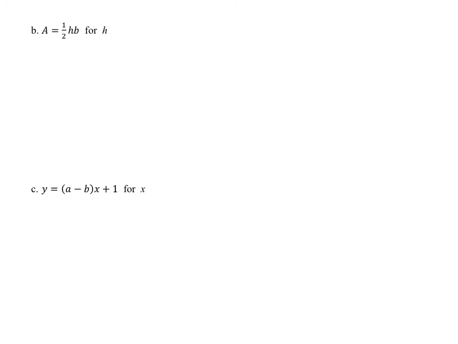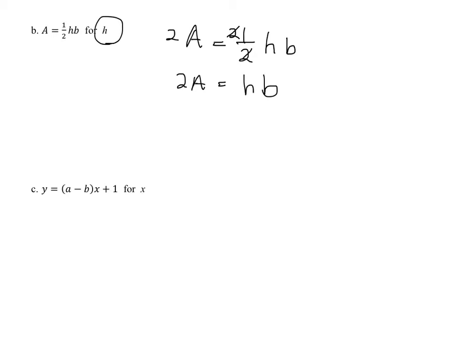Couple more. This one, in part B, we're going to solve for H. This is the formula for area of a triangle. Clear the fraction first. Multiply both sides by 2. We're solving for H, you guys. I'm going to divide by B. B's will divide out. Ta-da!